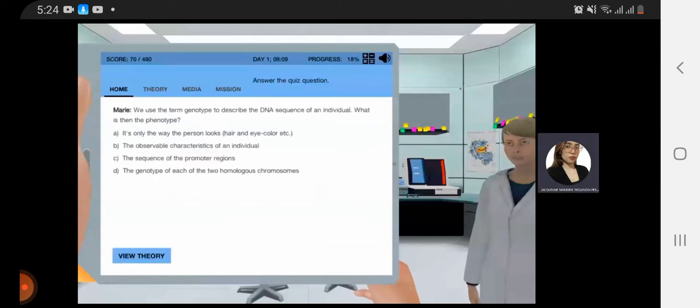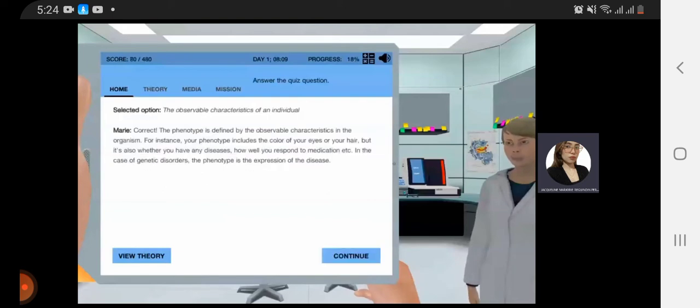We use the term genotype to describe the DNA sequence of an individual. What is then the phenotype? Correct. The phenotype is defined by the observable characteristics in the organism. For instance, your phenotype includes the color of your eyes or your hair, but it's also whether you have any diseases, how well you respond to medication, etc. In the case of genetic disorders, the phenotype is the expression of the disease.